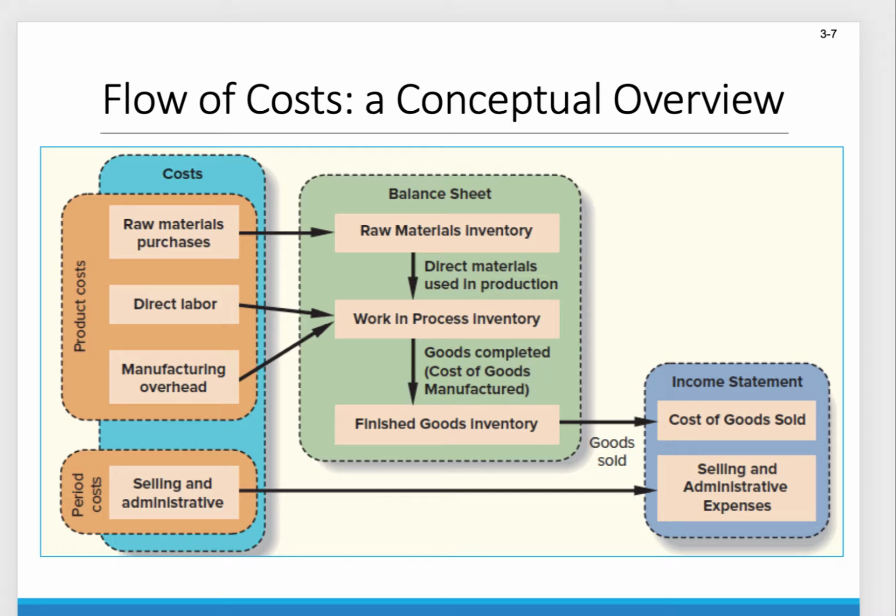They either flow to raw materials inventory or work in process inventory, depending on whether it's a material cost, a labor cost, or we're charging overhead. Once that product is complete, it leaves WIP and goes into the finished goods inventory account, which sits on the balance sheet. So basically all our product costs first flow to the balance sheet. Once they reach their end stage, finished goods inventory, and are sold, we recognize the expense, and the finished goods inventory that is sold moves to the income statement as cost of goods sold.